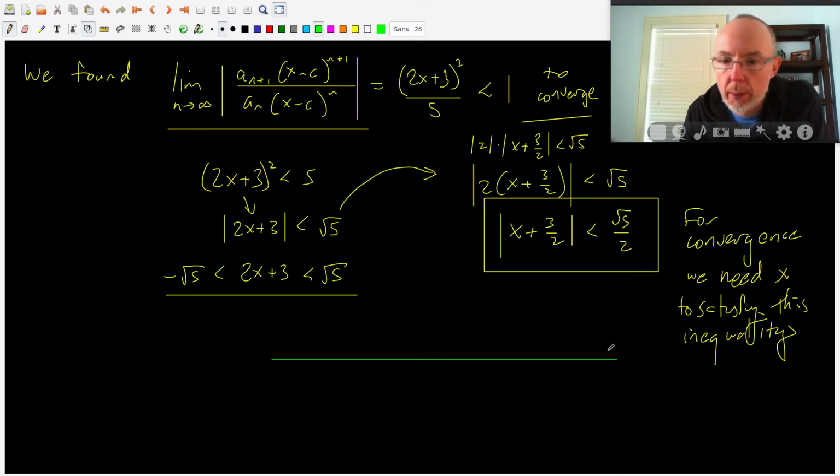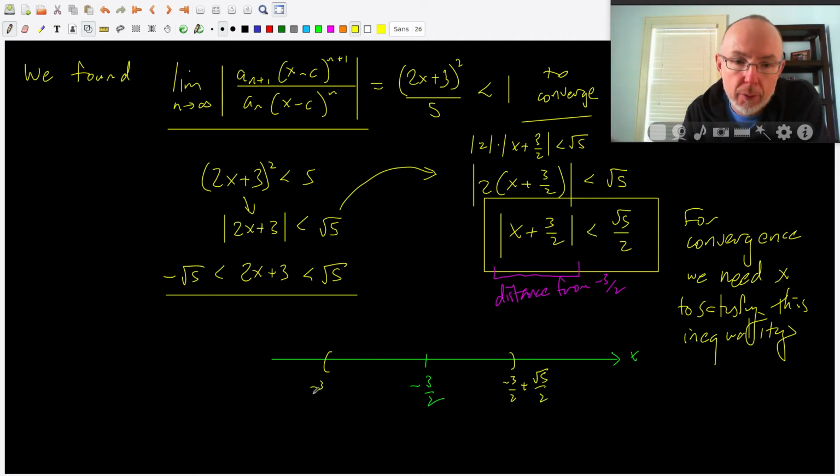Well, let's think about what that inequality means. Let's draw the x-axis. Looking at that inequality, the center here is minus 3 over 2. What this literally means, if you think back to your pre-calc days, is that this quantity measures the distance from the center. So that absolute value is measuring the distance from the point minus 3 over 2. In this case, we're saying it's less than root 5 over 2. So the end of this interval over here is minus 3 over 2 plus root 5 over 2, and then we go to minus 3 over 2 minus root 5 over 2. So our radius of convergence here is the square root of 5 over 2, right? Because we're moving square root of 5 over 2 in each direction from the center.